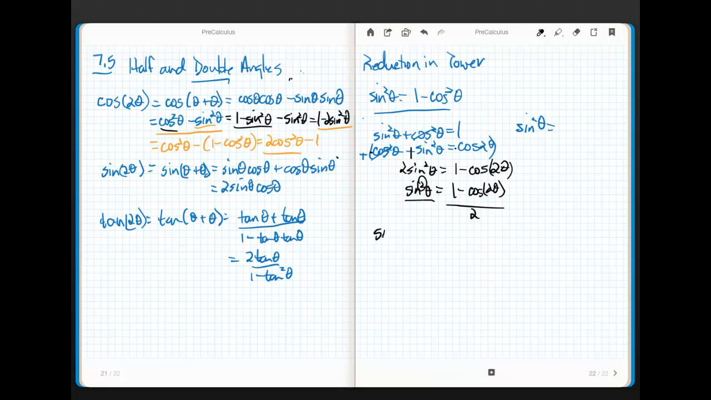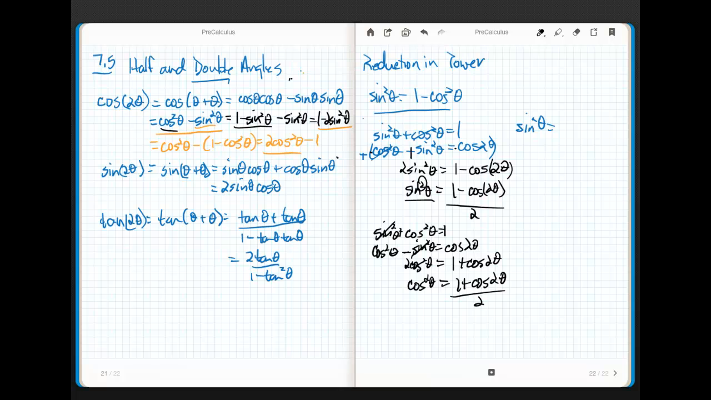Similarly, if I do exactly the same thing, if I look at sine squared theta plus cos squared theta equals 1, and cos squared minus sine squared equals cos 2 theta, and I add them, what happens? Well, now my sines cancel. I end up with 2 cos squared theta equals 1 plus cos 2 theta. If I divide through by 2, I get cos squared theta equals 1 plus cos 2 theta over 2. And again, I've reduced the formulas.